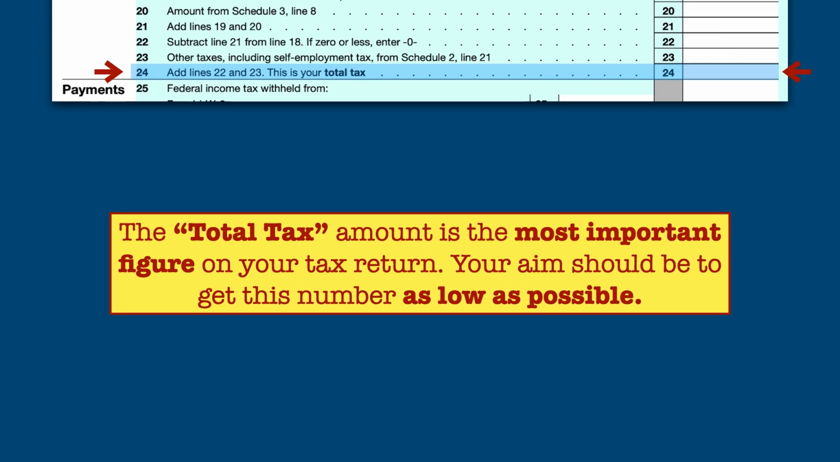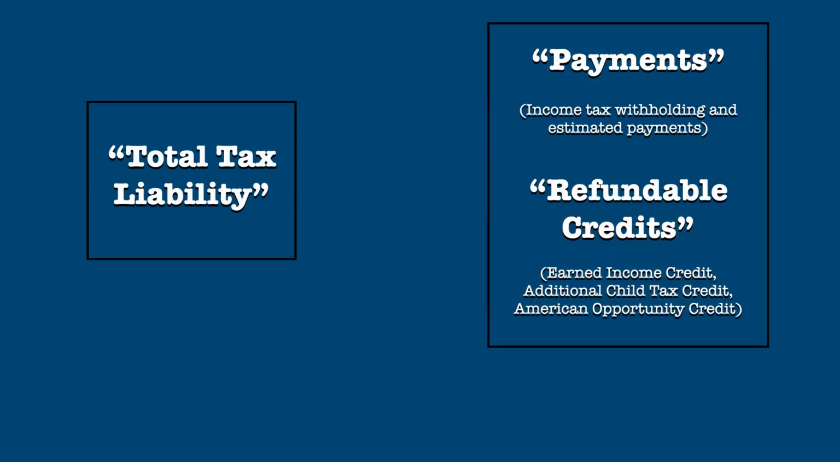The total tax liability is compared with the total of payments, such as withholding, and refundable credits, such as the Earned Income Credit or Additional Child Tax Credit. If the payments and refundable credits are greater than your total tax liability, the difference is a refund. If they are less than your total tax liability, you will owe money to the IRS. Let's see how all this comes together.